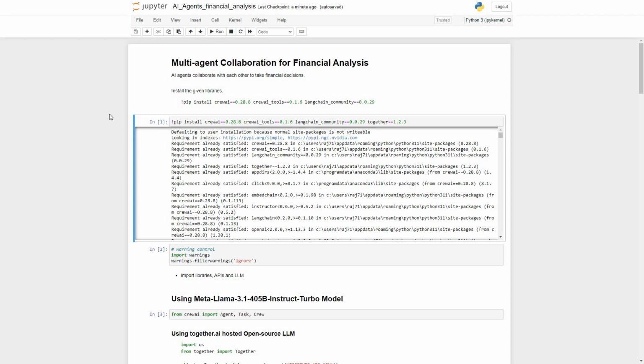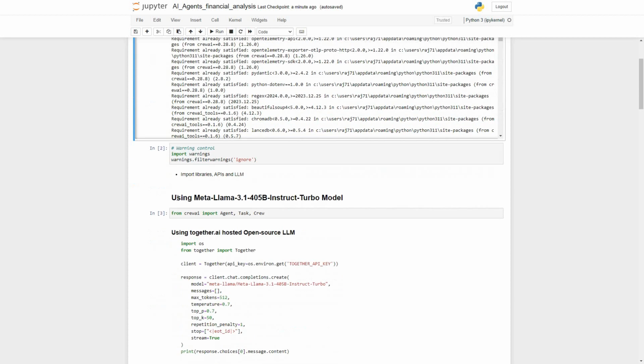Hi everyone, here we are going to use multi-agent collaboration for financial analysis. Here we are going to use Crew.ai, which is both a framework and a service that lets you create and run multi-agent autonomously. Here we are going to install Crew.ai and Crew Tools, LangChain Community and Together. Together helps us run open source large language models.